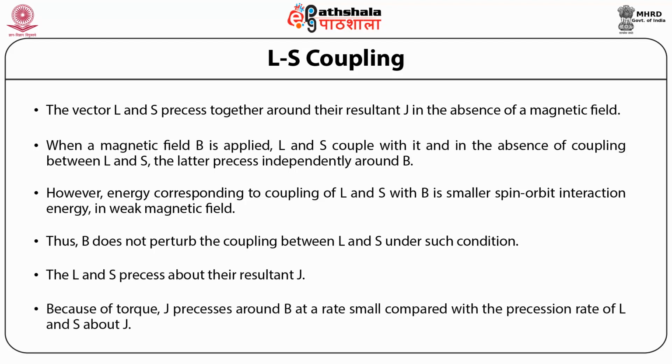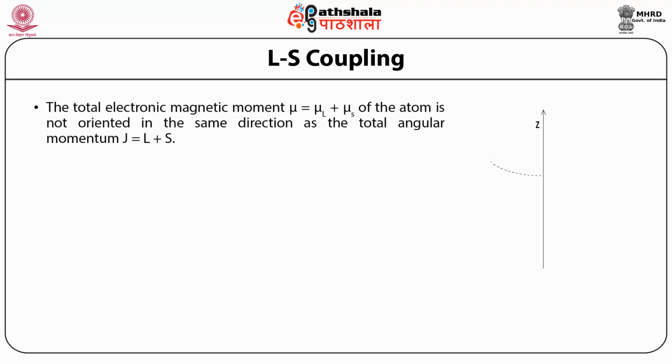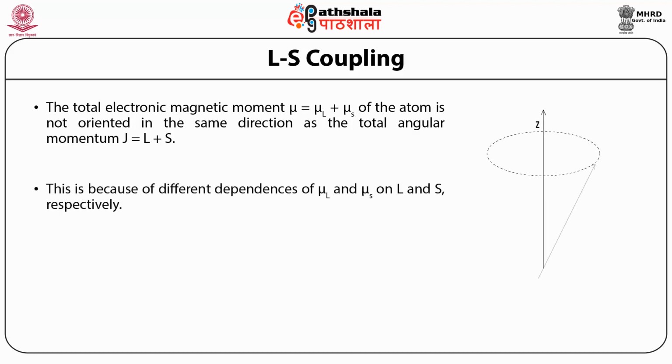Because of torque, J precesses around B at a rate small compared with the precession rate of L and S about J. The figure depicts the precession of J about the field direction Z in a weak magnetic field B. The total electronic magnetic moment mu equal to mu_L plus mu_S of the atom is not oriented in the same direction as the total angular momentum J equal to L plus S. This is because of different dependencies of mu_L and mu_S on L and S respectively.